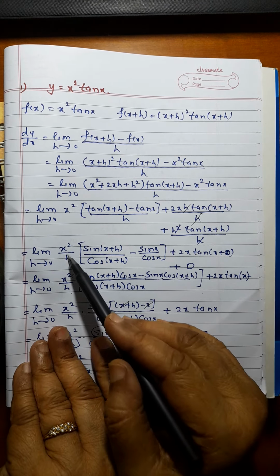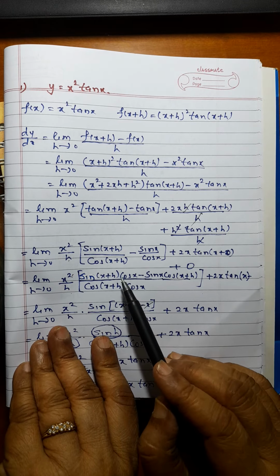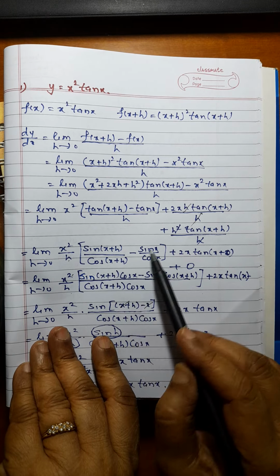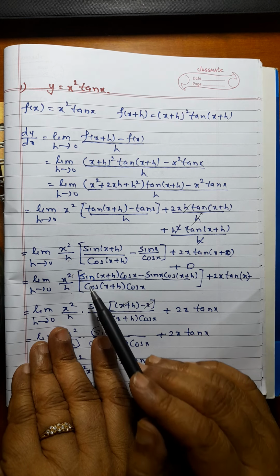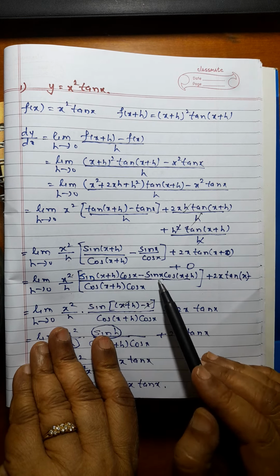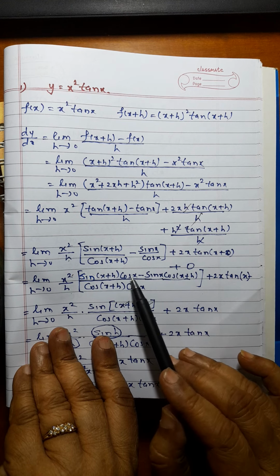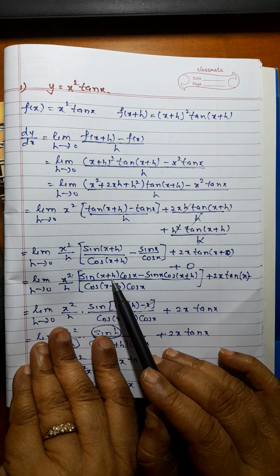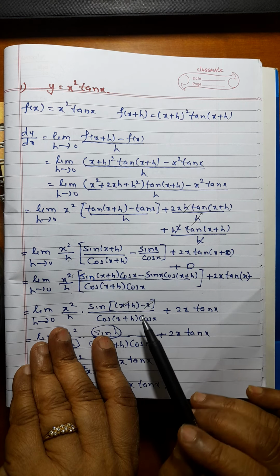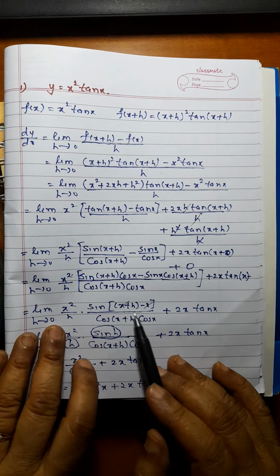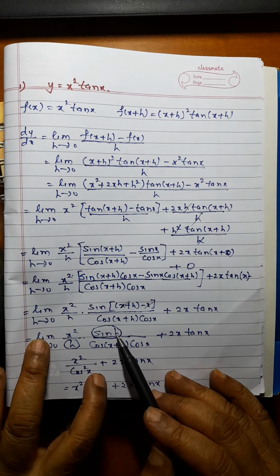Take LCM here. This is outside, limit is there. This into this minus this into this. This is the reverse of the formula for sine of (a minus b): sine a cos b minus cos a sin b is sine of (a minus b). A is this, b is this, a minus b. So (x plus h) minus x you will get here. That means x cancels, and you will get sin h here.